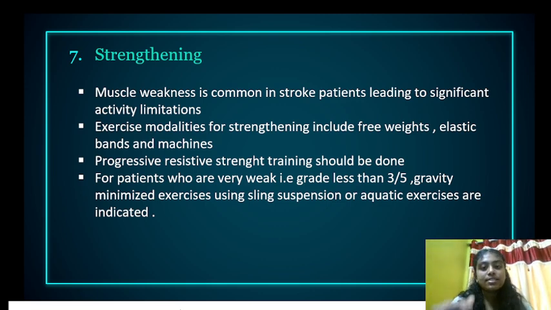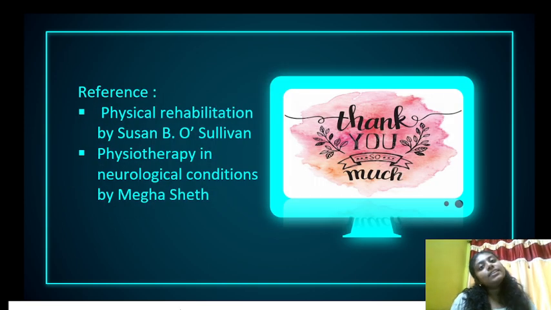Gravity minimized exercise using sling suspension, that is suspension exercises, can be given, as well as aquatic exercises, which are very useful in these types of patients, and the fall risk also will be less, as well as the safety will be more in case of aquatic exercises. So these were the management strategies.